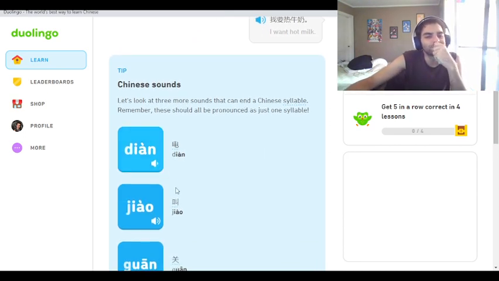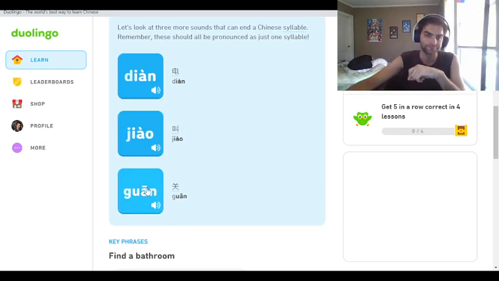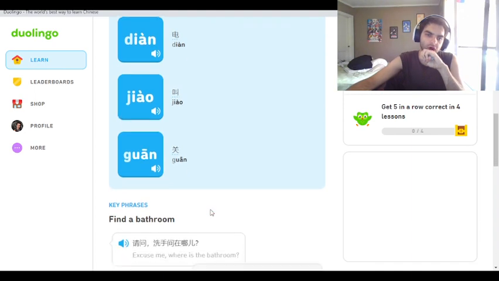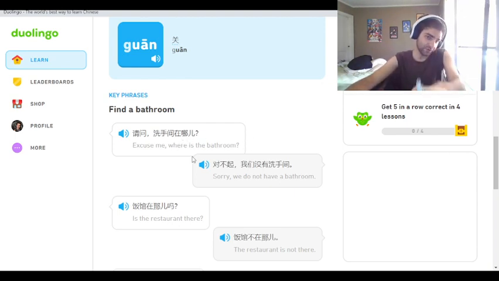We'll keep practicing. 店, dian. These three sounds can end a Chinese syllable. Remember, these should all be pronounced as just one syllable. 店, dian. 叫, jiao. 关, guan. 请问洗手间在哪儿？ Okay, so that we'll be learning.